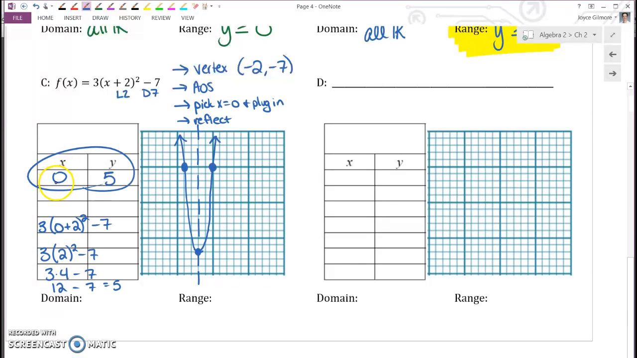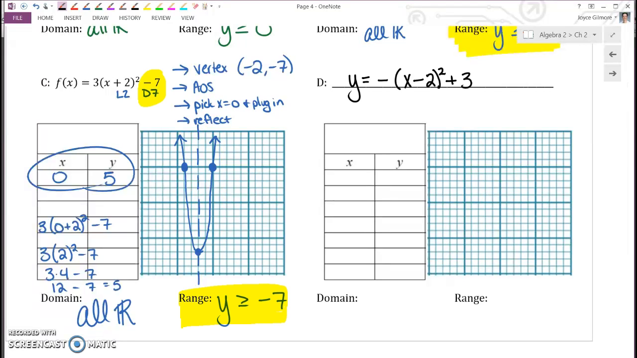So plug in 0, see what you get, reflect that point over. We plugged in 0, we got a y value of 5. Plot that point, reflect that point, connect your parabola. Your domain is all real numbers. Who wants to be brave and tell me what the range is? Give this one a try on your own.